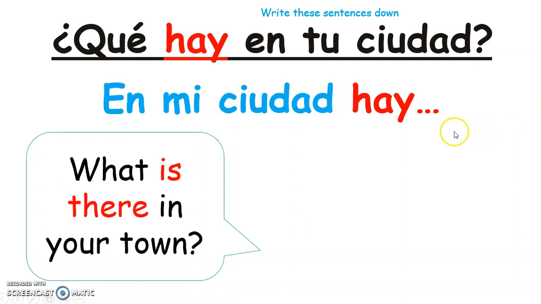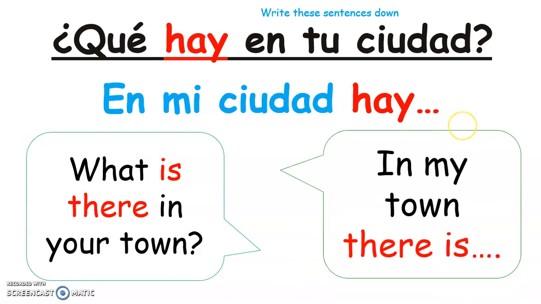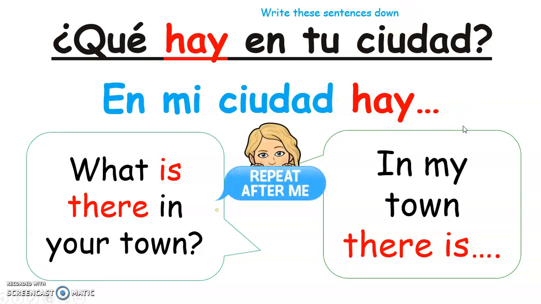¿Qué hay en tu ciudad? En mi ciudad hay. So hay is working as what there is, if you're asking a question, and to say there is. Okay, so we're going to go through the things that we can find in a city or a town, okay? Repeat after me.